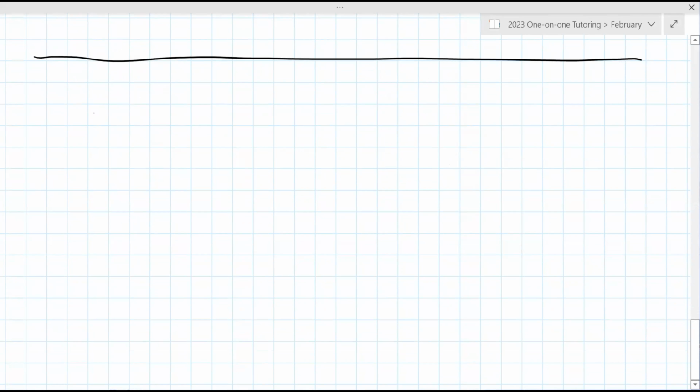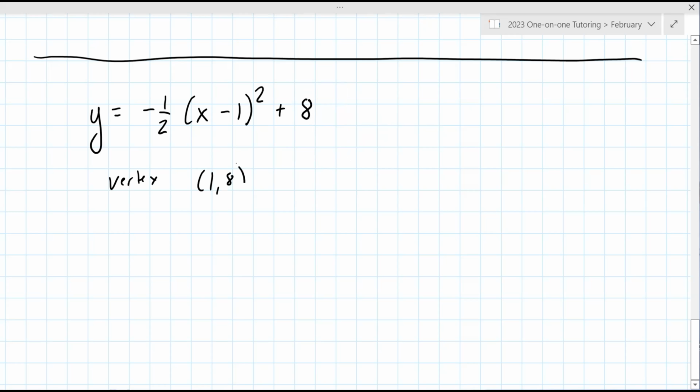You're going to get problems like this, like y equals -1/2 (x - 1) squared plus 4. Actually, let me make this different because we might do something else with this one. Let's go 8. Yes, that'll work. What is the vertex of this one? 1, 8. Okay, that's great.